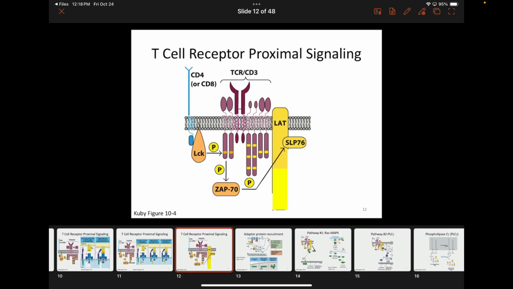These adapter proteins, you can think of in exactly the same way. They have no enzymatic activity whatsoever. Their job is to be a bridge from the signaling we see here in the receptor proximal signaling, the signaling we see with ZAP70, the signaling we see with LCK, and the signaling we're going to see later. Basically, they have no enzymatic activity. They're doing nothing other than bridging 2 things together.